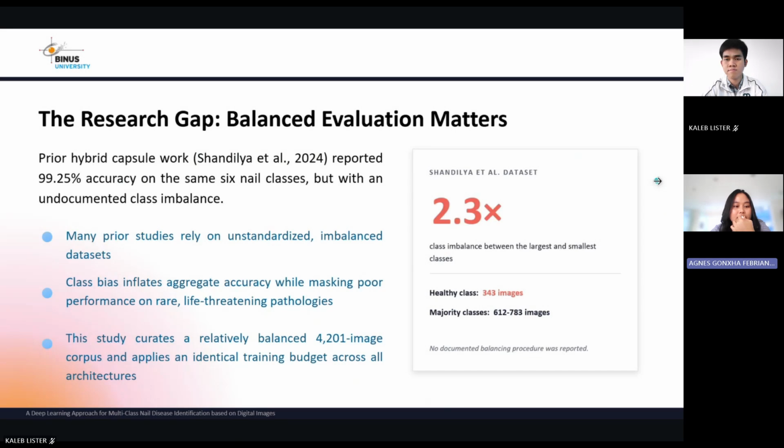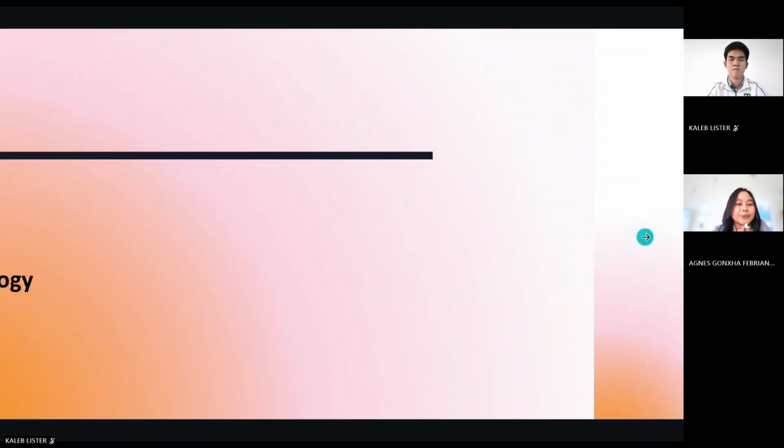Many prior studies share this same issue. Under a standardized imbalanced dataset, class bias can inflate the aggregate accuracy while actually giving poor performance on rare but life-threatening pathologies. That's why in this study, we curated a relatively balanced dataset of 4,201 images and applied an identical training budget across all architectures. Let's move on to part 2.